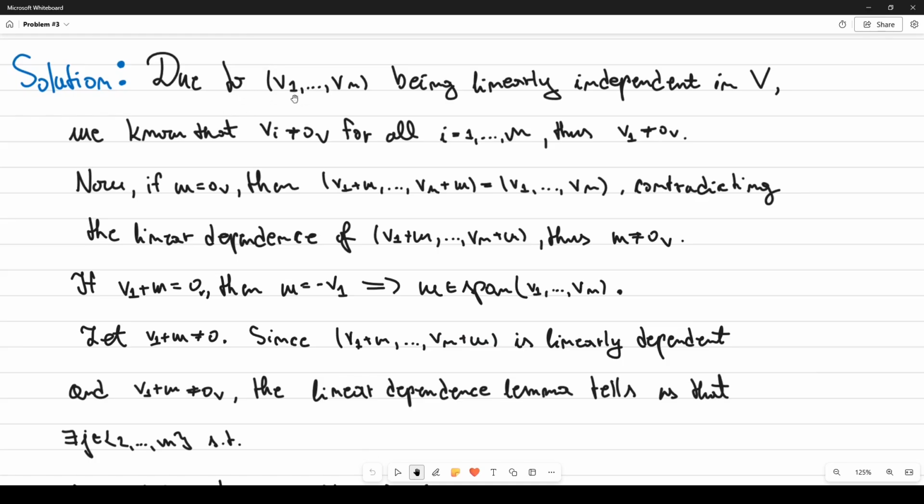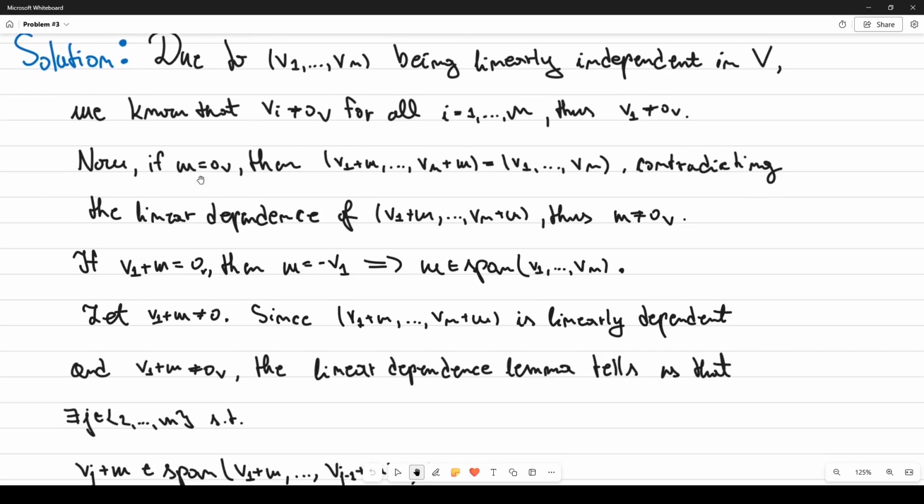First, due to our original list of vectors being linearly independent in V, we know that each of these vectors is different from the 0 vector. If any of them were equal to the 0 vector, then the list would be linearly dependent. So that can't be the case.